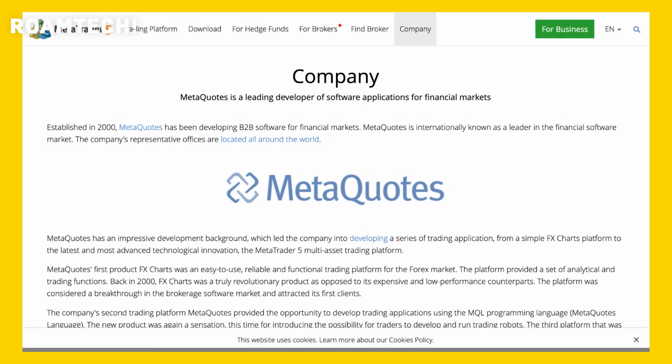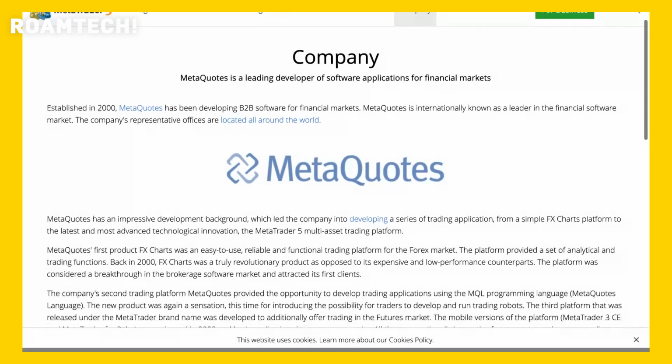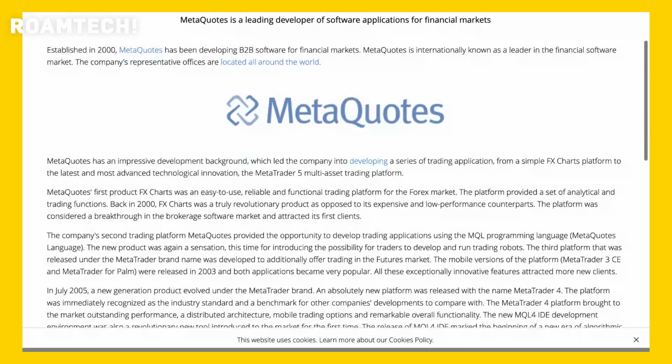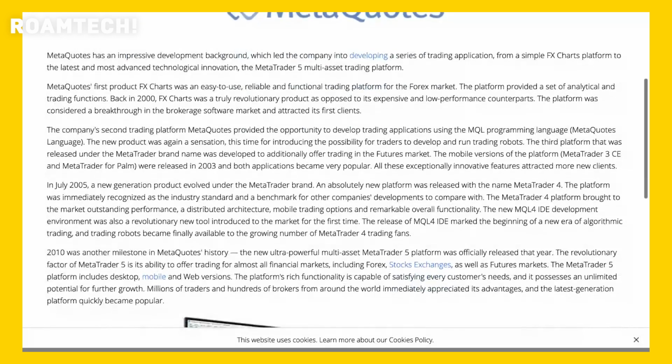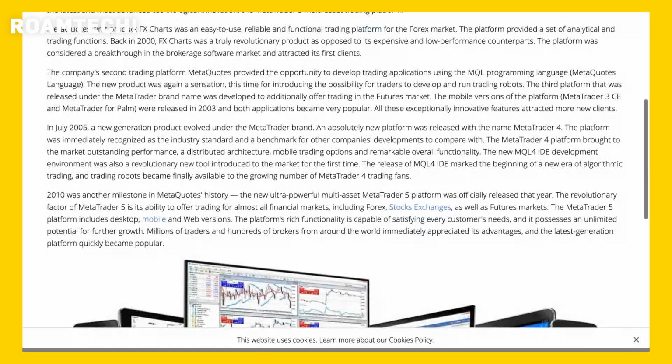Overall, I'm quite satisfied with MetaTrader 5. While it has a learning curve, the power and flexibility it offers make it a worthwhile tool for serious traders. That's my overview of MetaTrader 5.